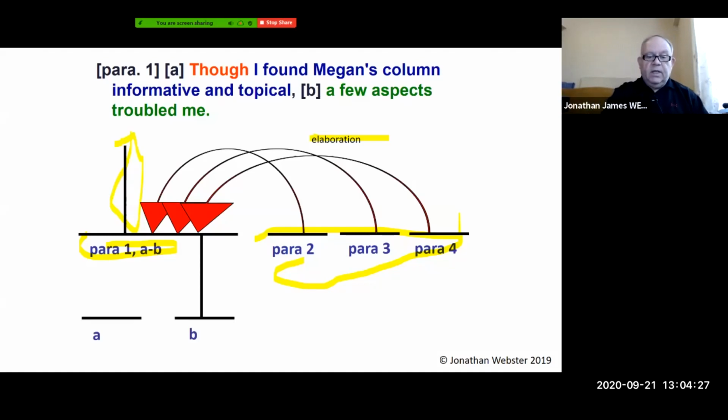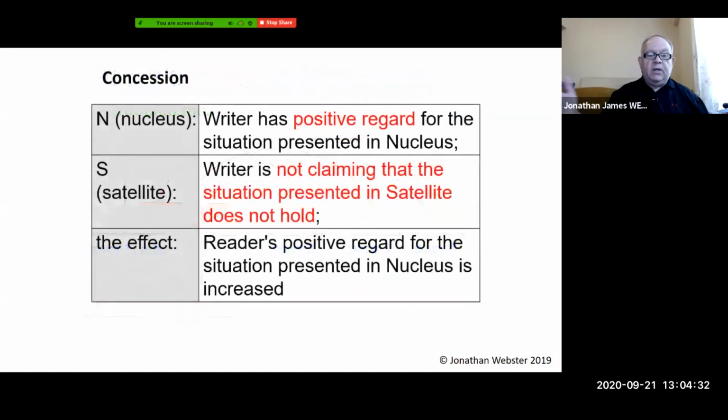And then, we go down to clause level, we had concession, and concession is defined in rhetorical structure theory, and we said that the definition of that relation is semantic. How is the nucleus defined? Not saying that it's grammatically the main clause, the independent clause. No, it's saying that the writer has positive regard for the situation presented in the nucleus.